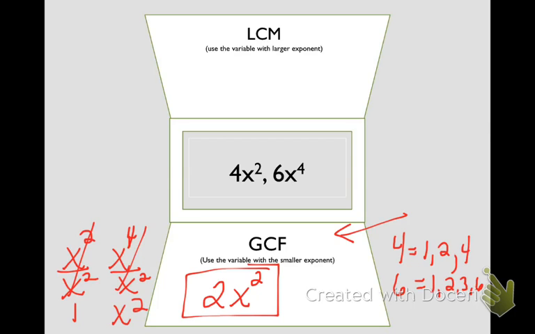Now, least common multiple. Change your thinking. So you're thinking, what is the smallest number that 4 and 6 both go into? So it's going to be larger than 4 and 6.